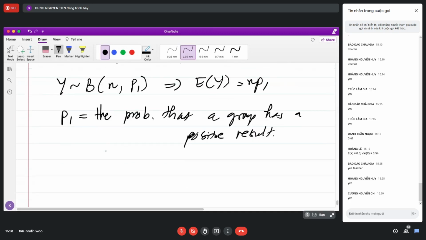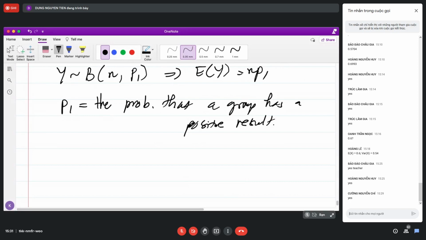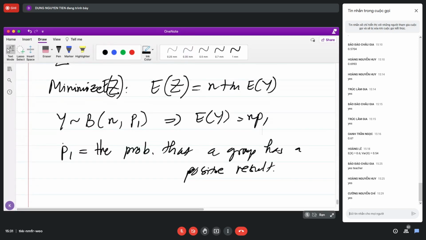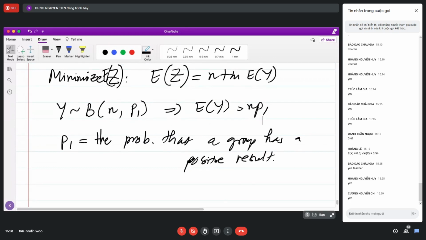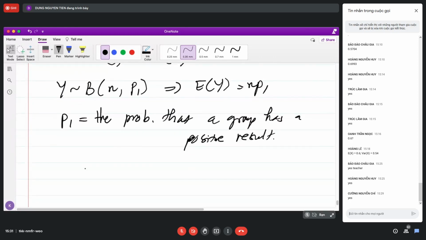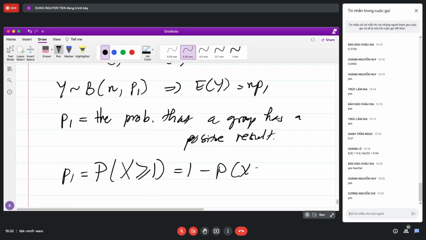What is p1? P1 is the probability that a group has a positive result. Each group has a positive result if at least one member of the group has the disease, right? So p1 is the probability that the number of people with the disease in the group is greater than or equal to 1. So it is the probability that x is greater than or equal to 1. Do you understand that? And that is 1 minus the probability that x equals 0.